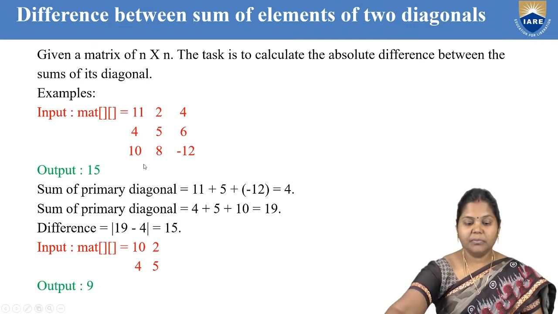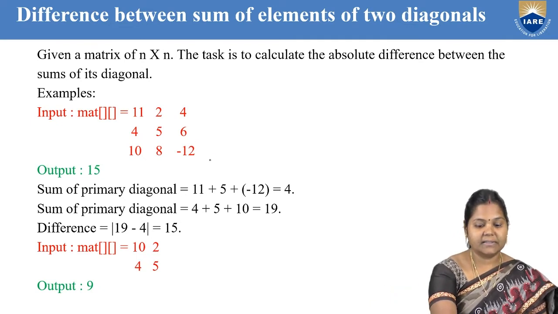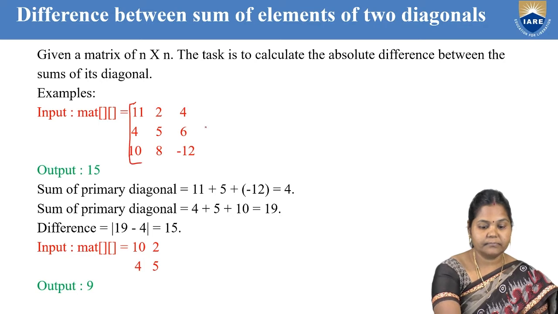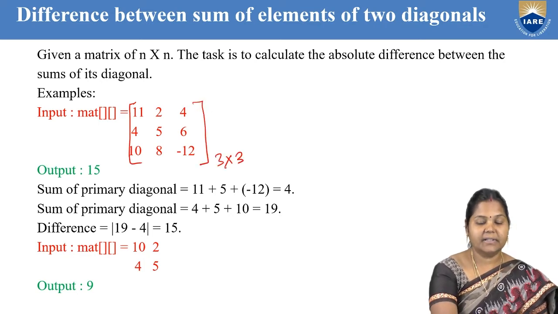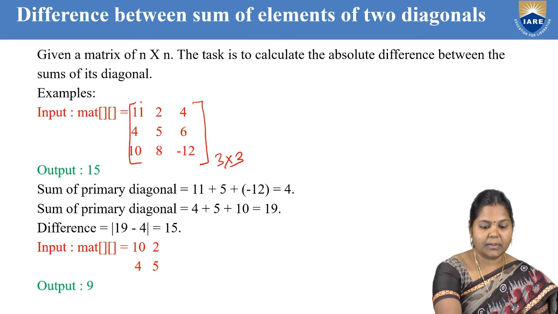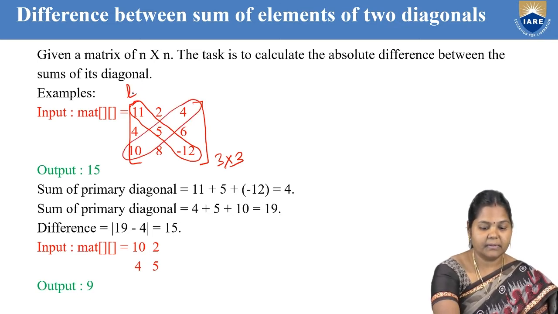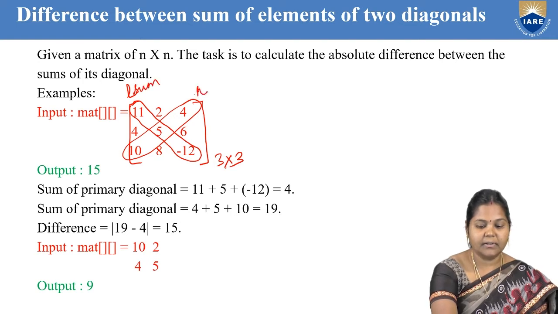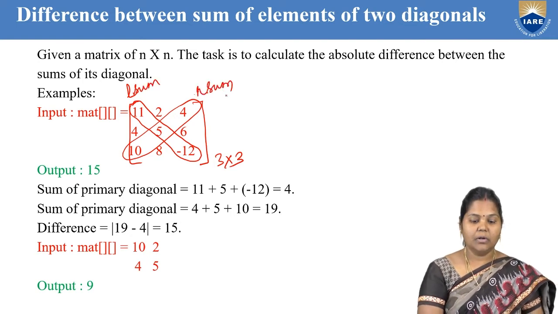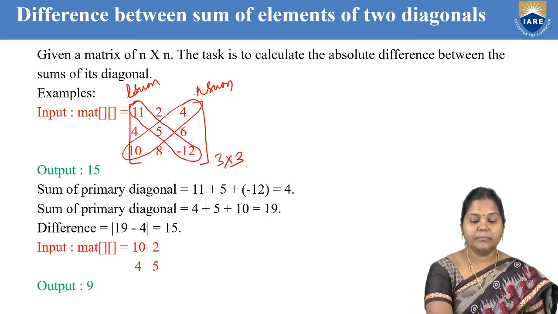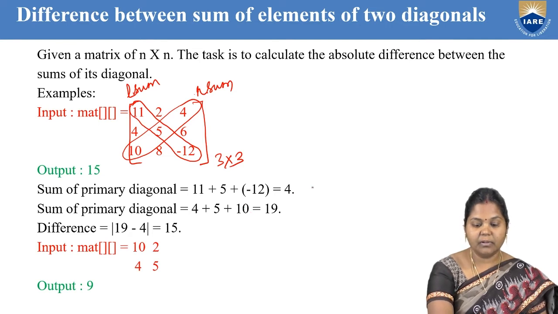Okay. Now, if you will look at this matrix, this matrix is a 3 by 3 matrix. Now, in this 3 by 3 matrix, the sum of these diagonals we have to find out. So, this is our left sum and this is our right sum, L sum and R sum. Now, what you have to do, first you have to compute your left diagonal sum.